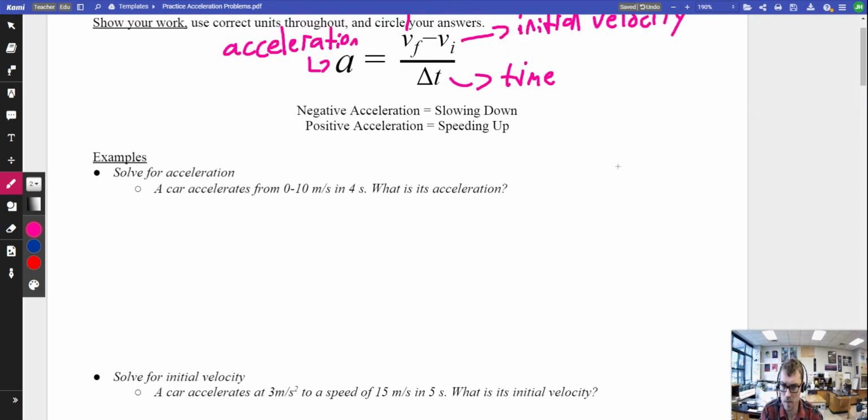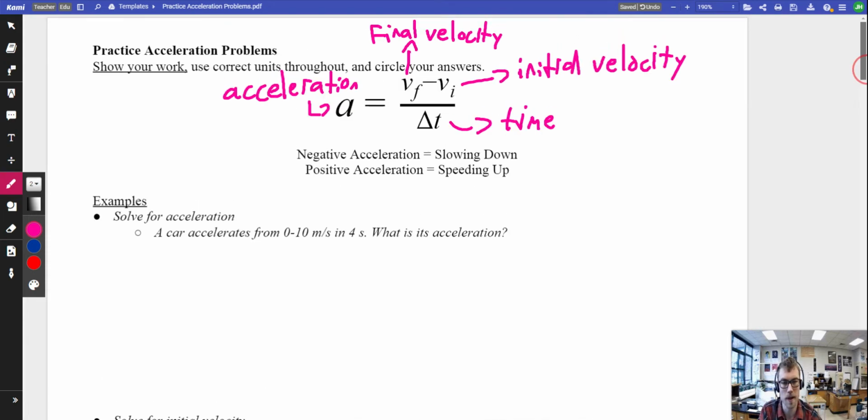And again, you should be following along. Pause the video if you need, and copy these as you go. In the first one, we're solving for acceleration. A car accelerates from 0 to 10 meters per second in 4 seconds. What is its acceleration? Let's always start off by writing the equation. So A equals VF minus VI divided by the time. Final velocity minus initial velocity divided by time.